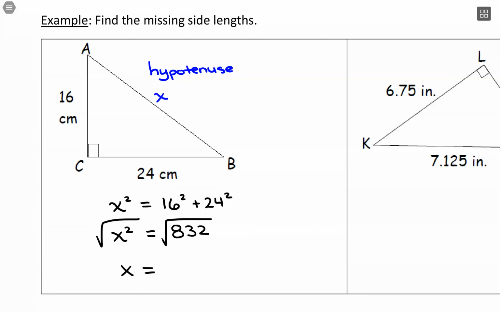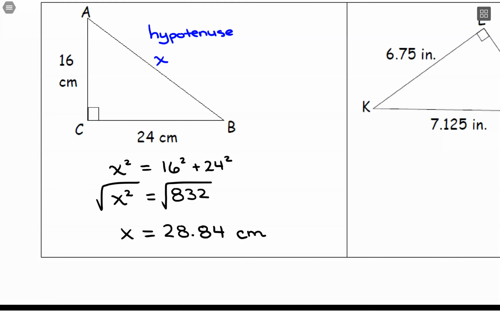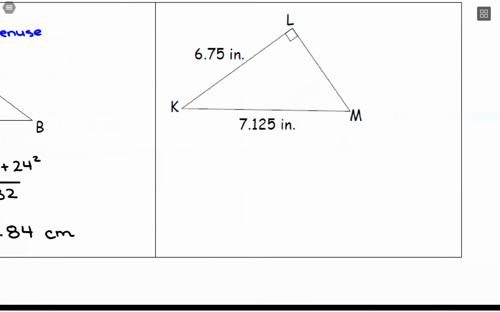When we take the square root of both sides in algebra, we get plus or minus. However, this is distance, so we're only getting a positive value here. So with this, we can go to a calculator and just grab a decimal. So the square root of 832 is 28.84. And then we just need to grab our units, which we could look at the other side lengths, which are in centimeters, and that would match the units for the hypotenuse. All right, in this next case, noting which is the hypotenuse first, so across from the 90-degree angle, this 7.125 will be our hypotenuse.